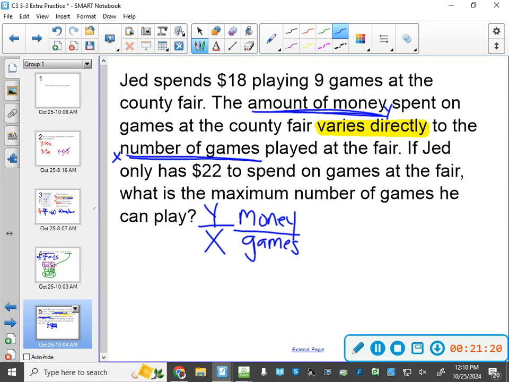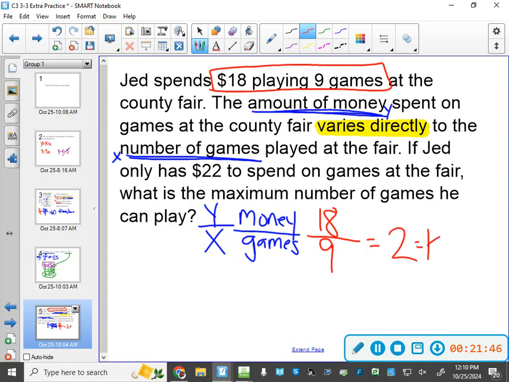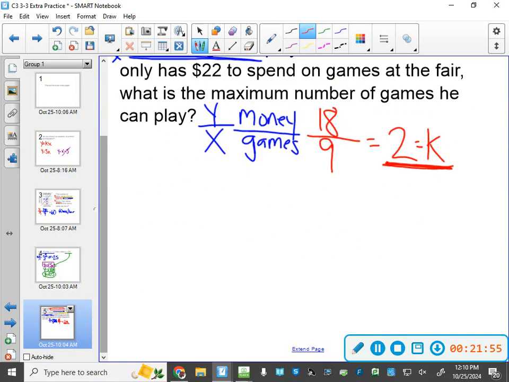What numbers should I be using for my money, Colin? 18, right? Up here it said $18 with 9 games. So $18. And how many would I put for my games, Braxton? 9. And if I simplify that, what do I get? 18 divided by 9 is 2. So 2 is my k value. So if that's my k value, what would my equation look like? What would my equation be? Go ahead. Y equals 2x. Very good.